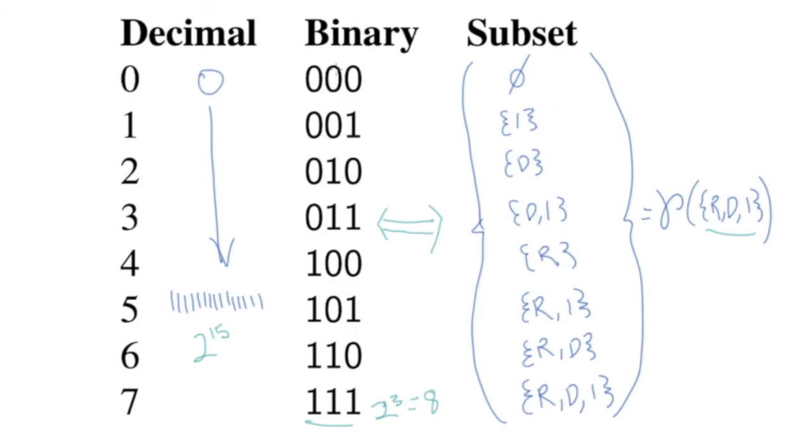So this connection between the binary number system and the power set operation should give you an understanding of why, if we have x elements in the original set, we have 2 to the x elements in the power set.